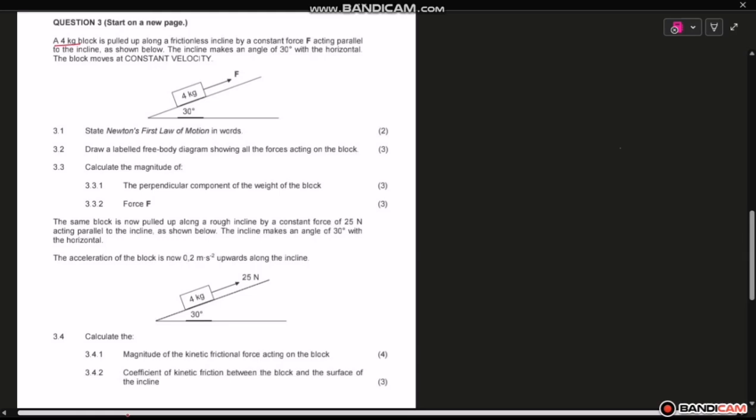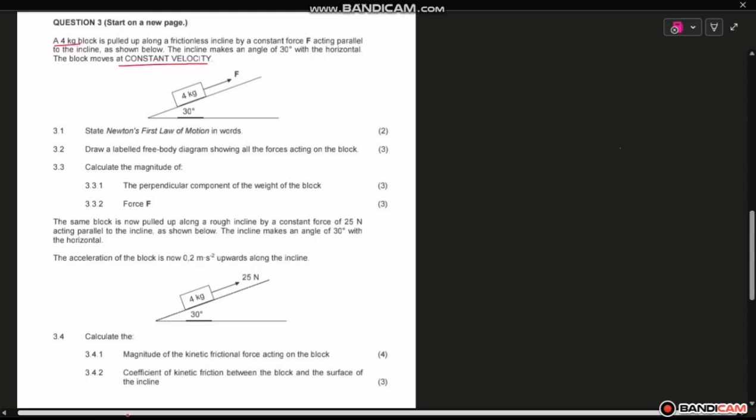A 4 kg block is pulled up along a frictionless incline by a constant force F acting parallel to the incline, as shown in the diagram below. The incline makes an angle of 30 degrees to the horizontal. Then it says constant velocity. The block moves at constant velocity. It means that F net equals 0.